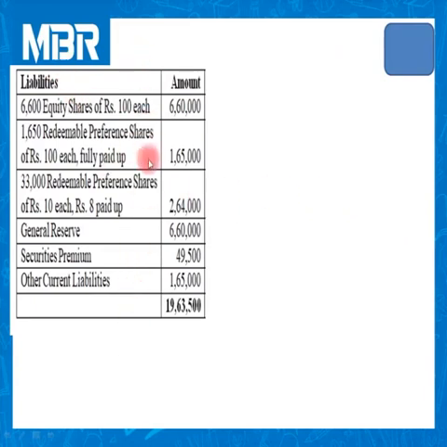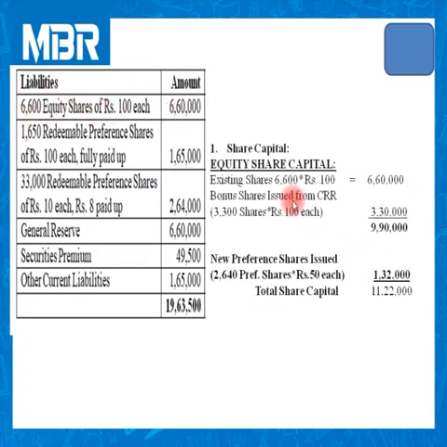On the left hand side of the screen, balance sheet is given from your question for your reference. In the given balance sheet, we had equity shares of rupees 100 each for rupees 6,60,000 and 6,600 in numbers. Let us calculate share capital using all the adjustment.